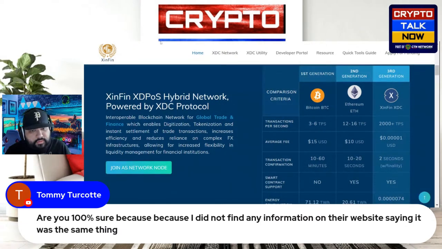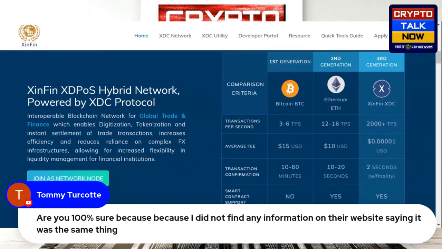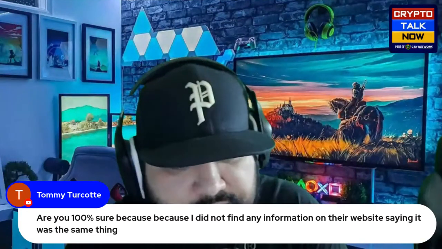Let me try to blow that up just a tad bit more. See what I'm saying? Far right side. So it's definitely the same thing, man. And it's okay if you didn't see that, but it's definitely the same thing. That'd be like somebody saying QNT and the Quant network are not the same thing. They're the same thing. That's a token that represents Quant. Like this, Zenfin's XDC is a coin or token that represents the Zenfin network.